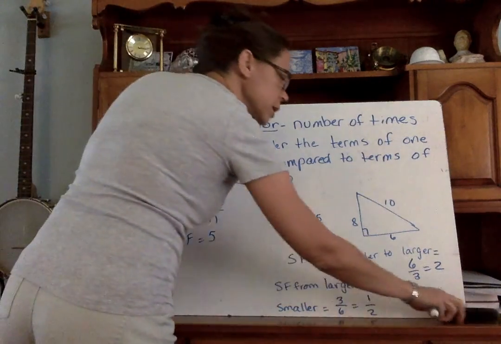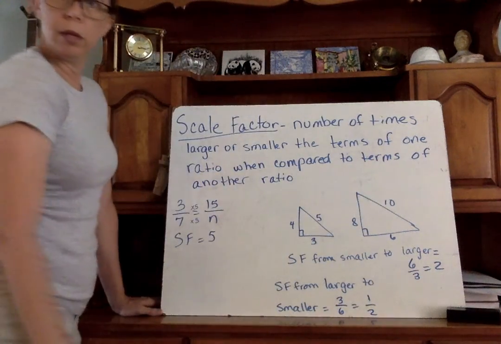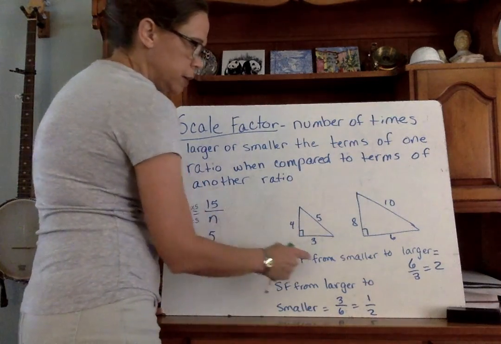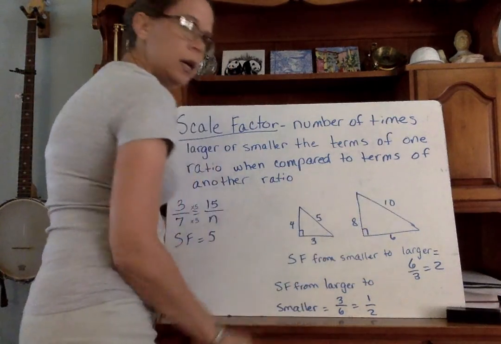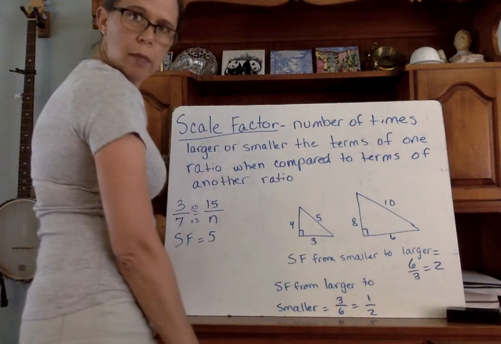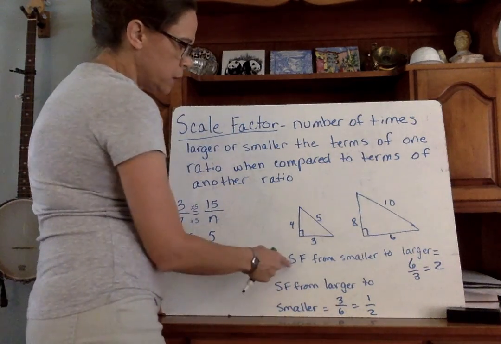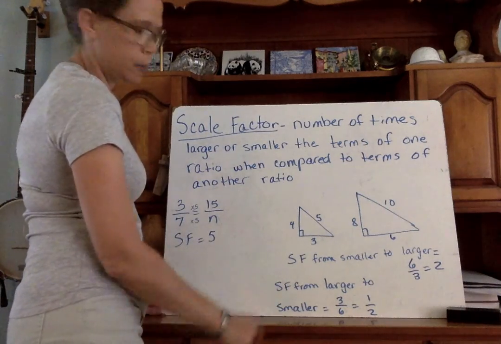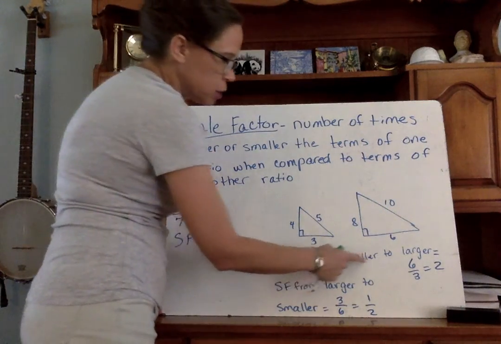We can also use this on our similar triangles stuff that we've been doing. This triangle measures 3, 4, 5. This triangle measures 6, 8, 10. Now remember, we need to use corresponding parts. Okay? If I want to know the scale factor, I'm just using SF for scale factor, so I don't have to write the words out. Scale factor from the smaller to the bigger one.